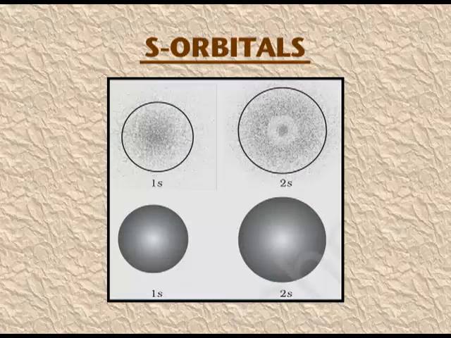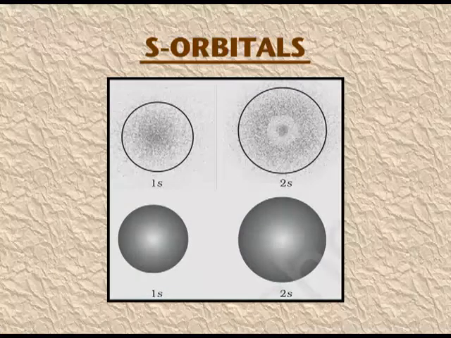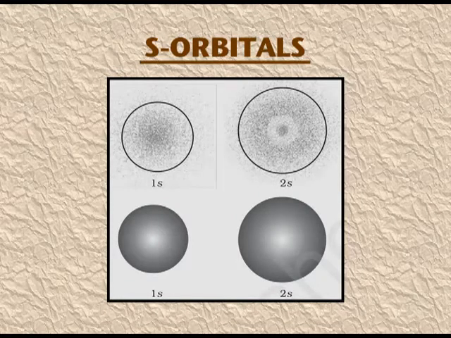Now let me tell you the shapes of the various orbitals. The s orbital is spherically symmetrical. That means the chance of finding the electron around the nucleus is equal in all directions. The size of the 2s orbital is larger than the 1s orbital. In the same way, the size of the 3s orbital is larger than the 2s orbital. I will discuss it later when I explain the quantum numbers.